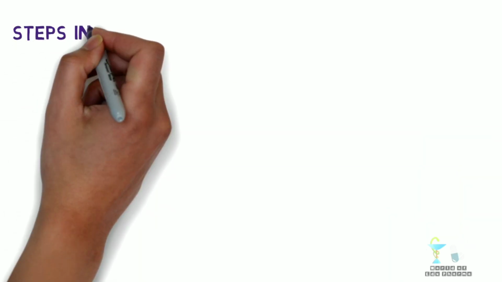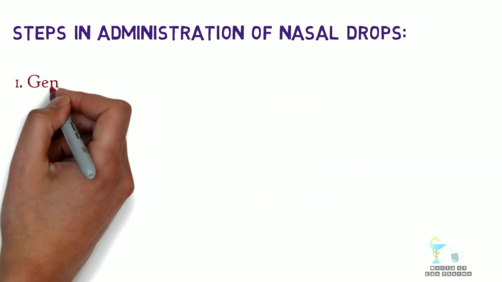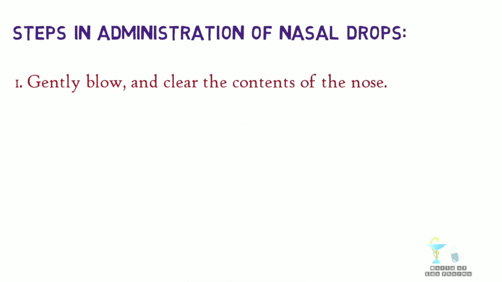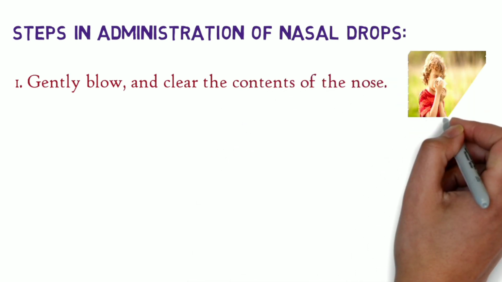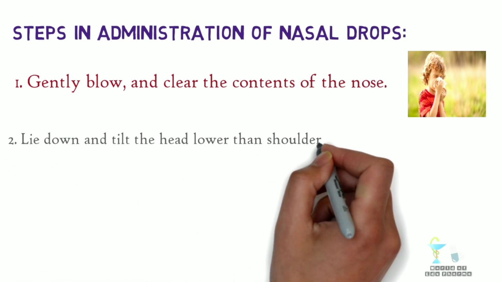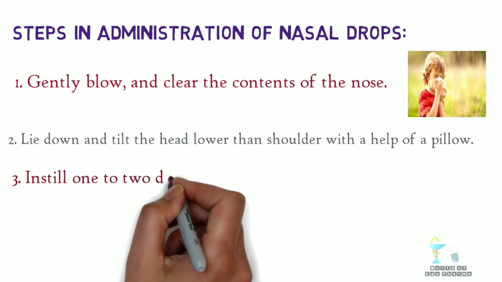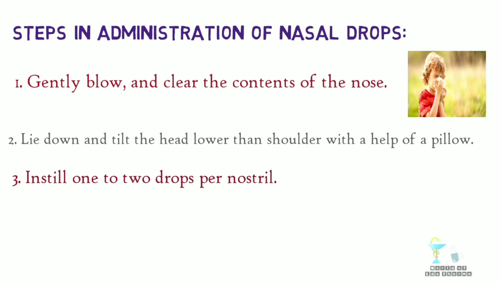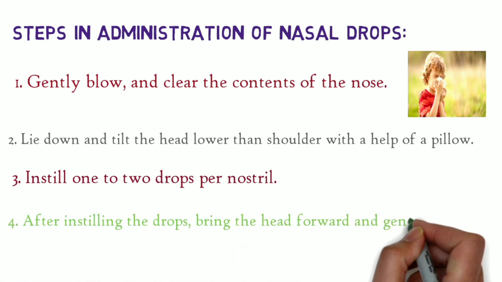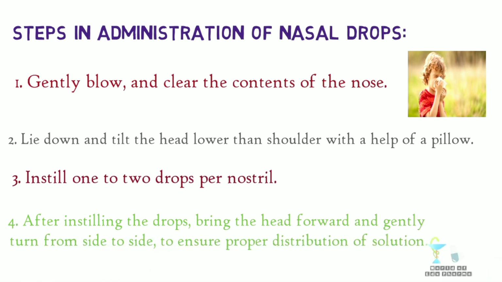Now, let us see the steps in administration of nasal drops systematically. 1. Gently blow, and clear the contents of the nose, such as mucus and other matter. 2. Lie down, and tilt the head lower than the shoulder, with the help of a pillow. 3. Instill 1 to 2 drops per nostril. 4. After instilling the drops, bring the head forward and gently turn from side to side, to ensure proper distribution of solution.